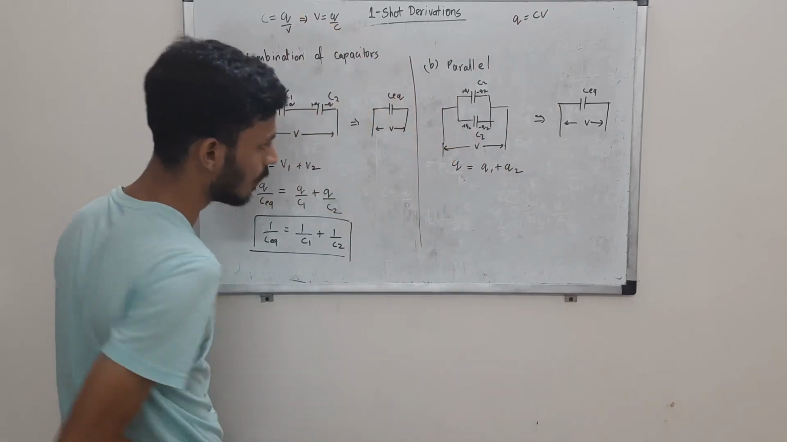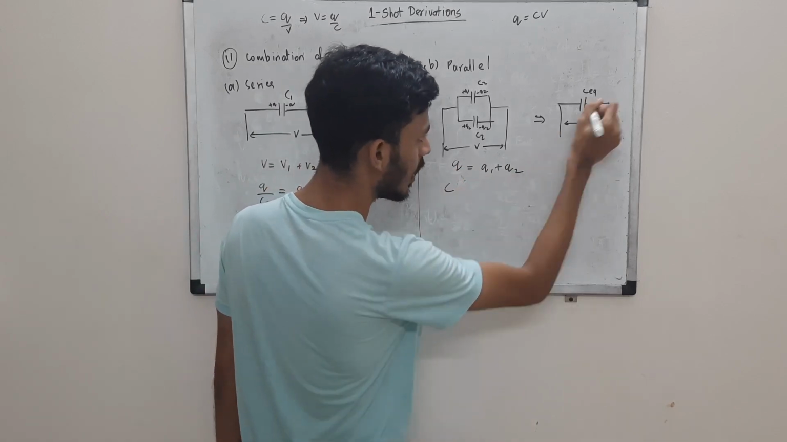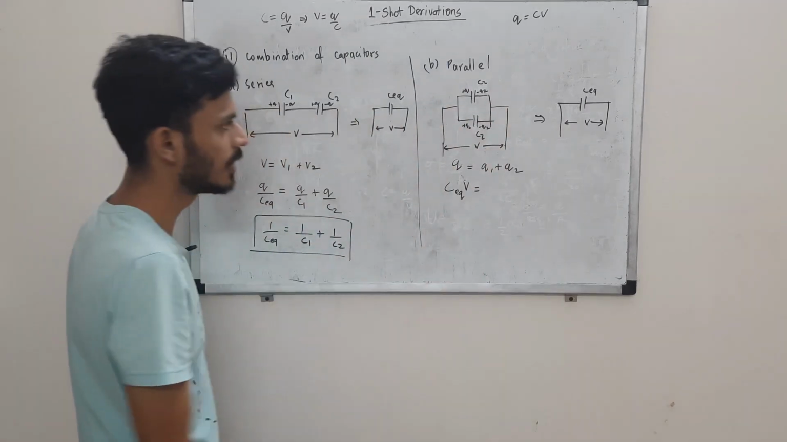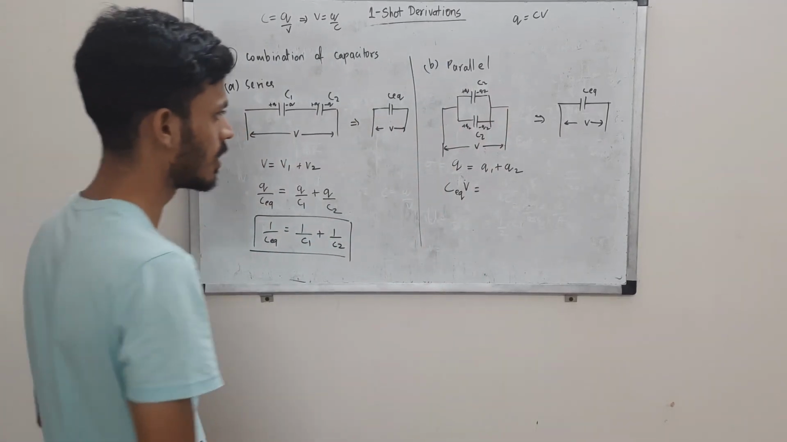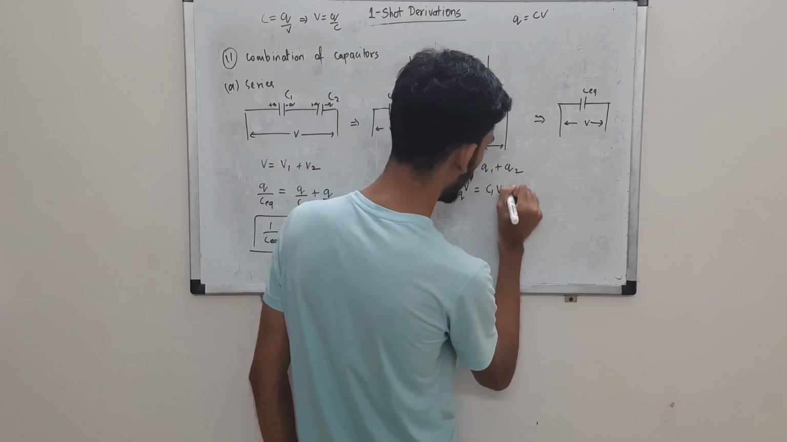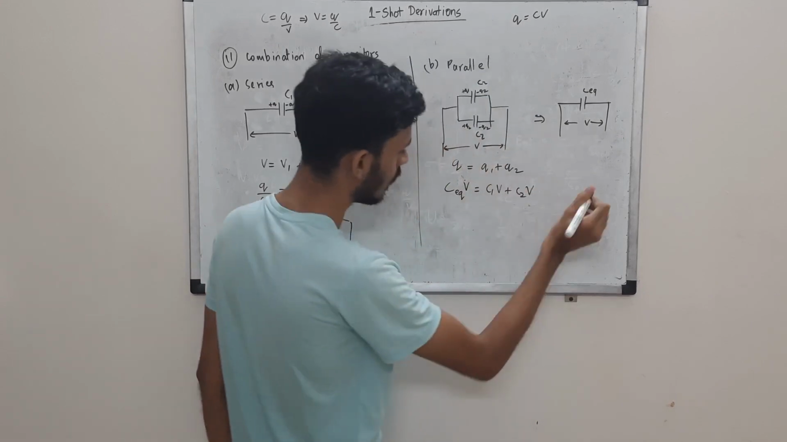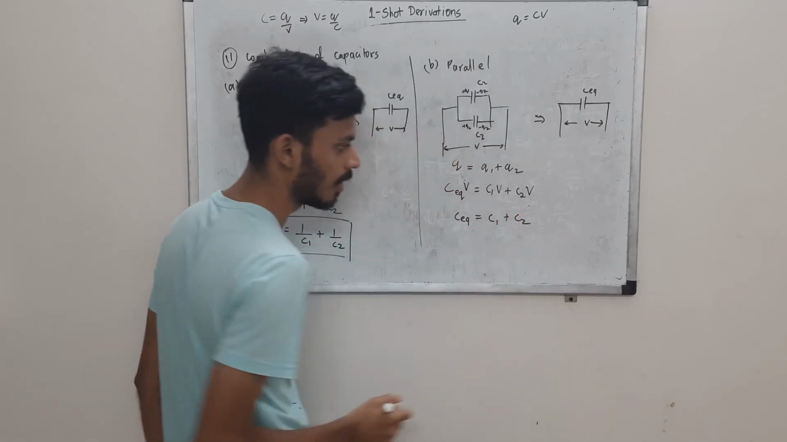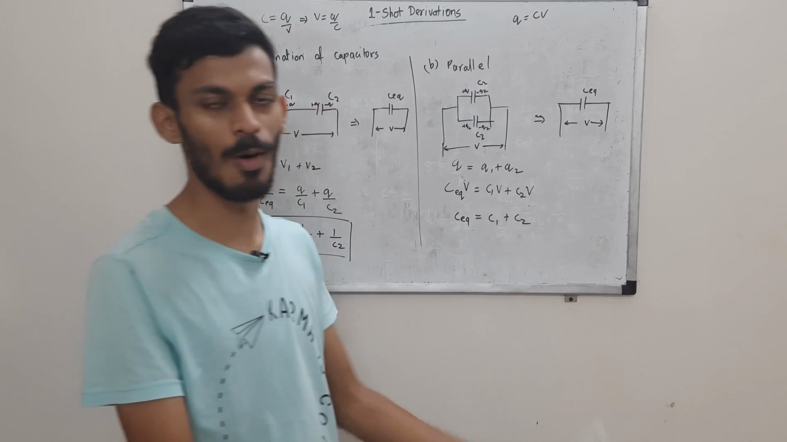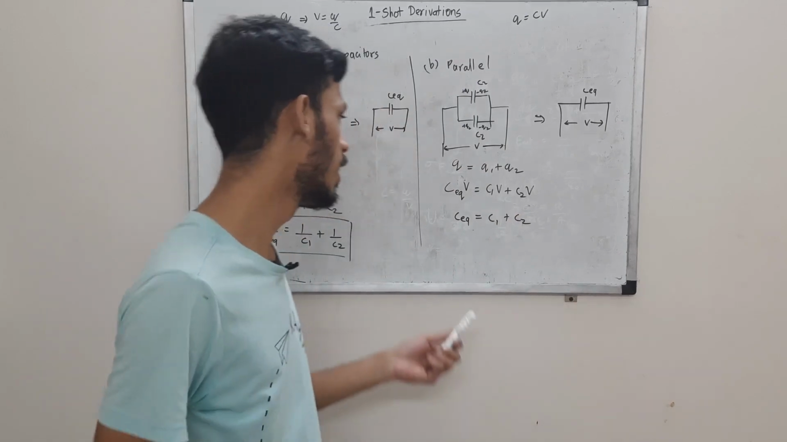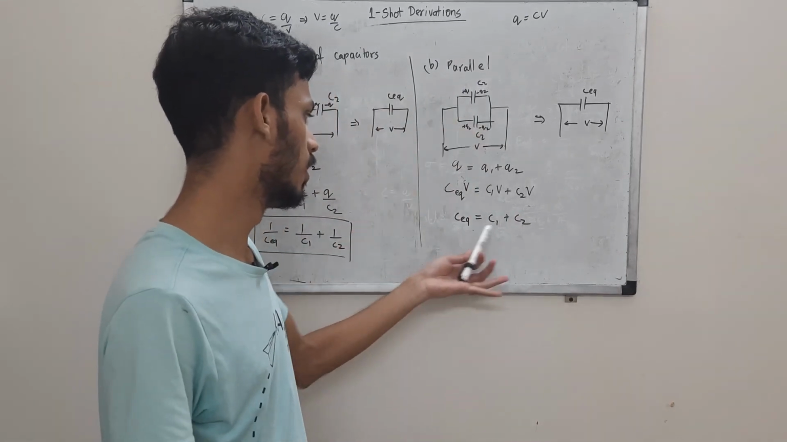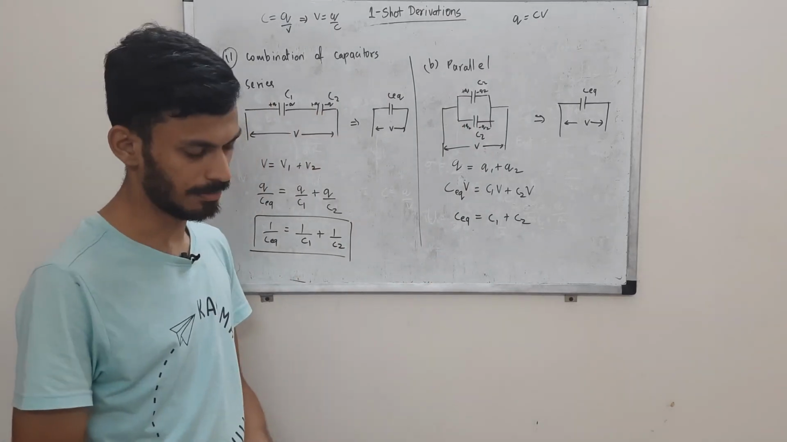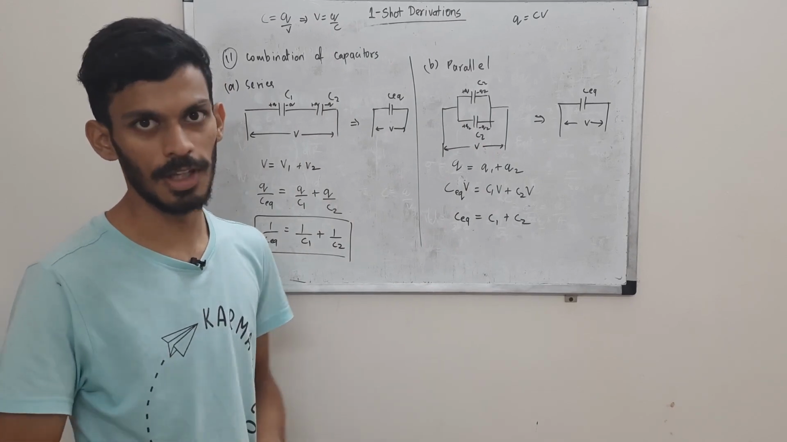Now we know that Q is equal to C into V. So for the equivalent circuit, it is C equivalent into V. Since this is a parallel combination, the voltage remains the same. So we will have C1 into V plus C2 into V. V will cancel throughout and you will get C equivalent is C1 plus C2. So in parallel it is basically the sum. This is opposite to the resistors, if you remember. Parallelly the capacitance adds, and in series you have the sum of the reciprocals.